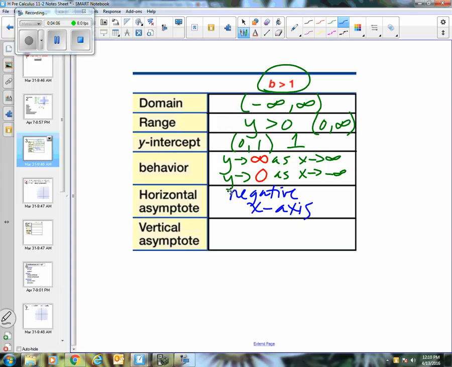And then is there a vertical asymptote? Well, no, there's no undefined places on this graph. There's no vertical break. So these parent graphs just don't have that.